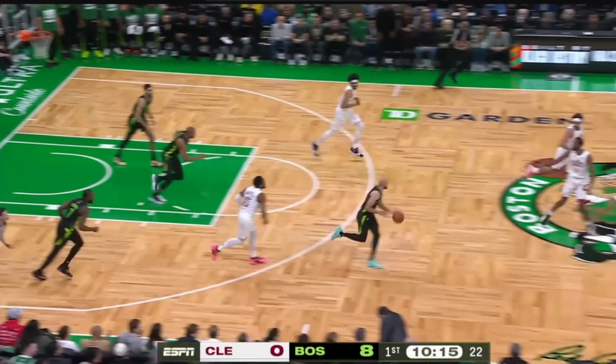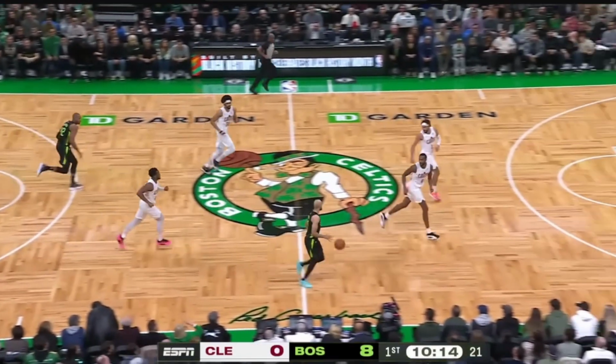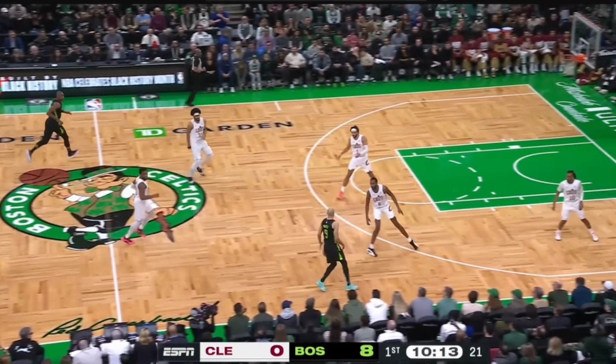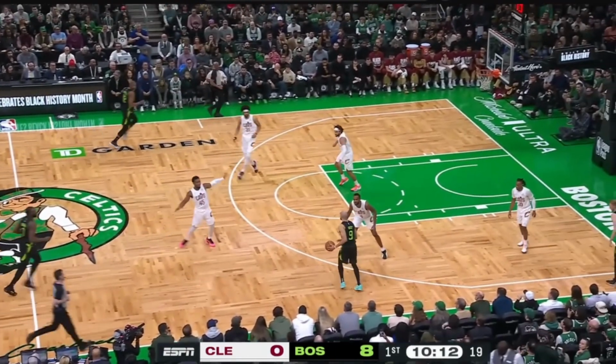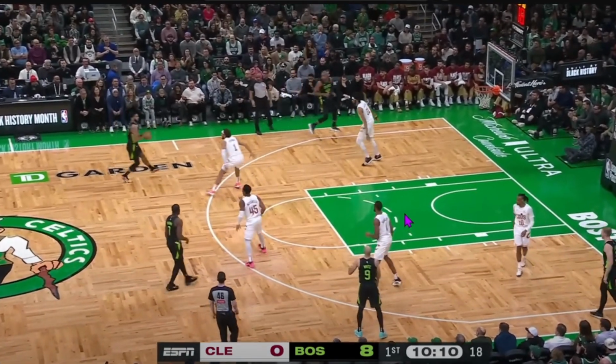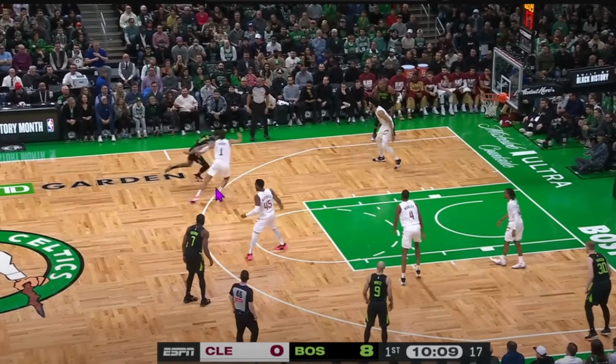However, that is an extremely dangerous gamble to make, as Boston has some of the best shooters in the league. Frankly, both these teams have really good shooters. So this is the threat, though. Jayson Tatum is able to essentially get Strus one-on-one, and he beats him slightly off the dribble.